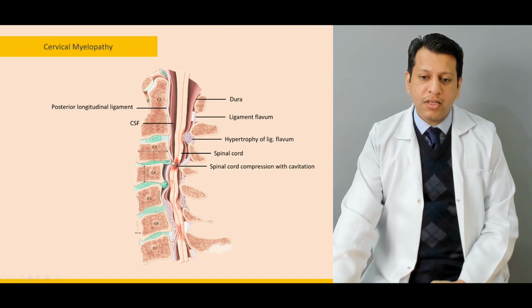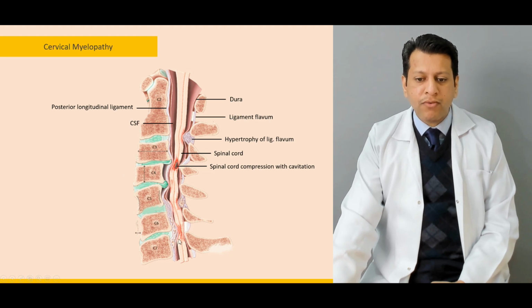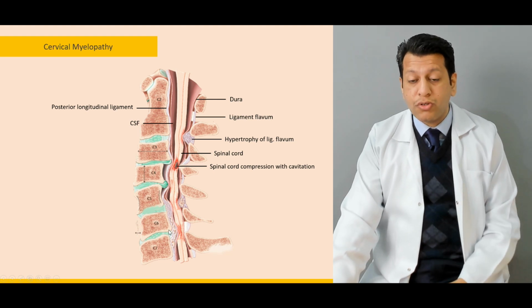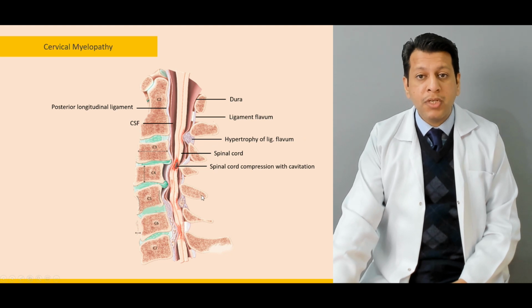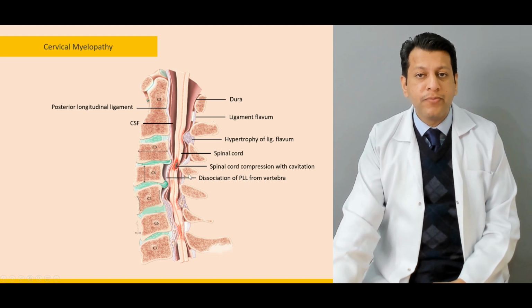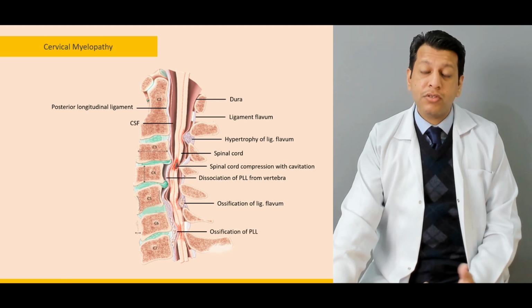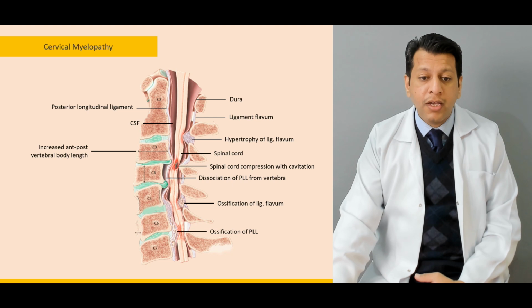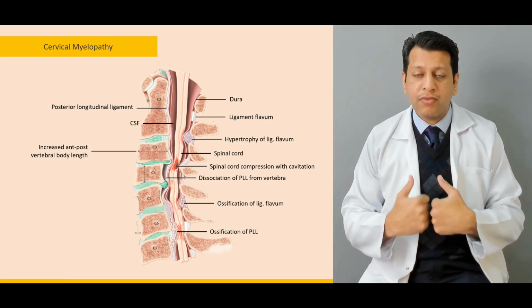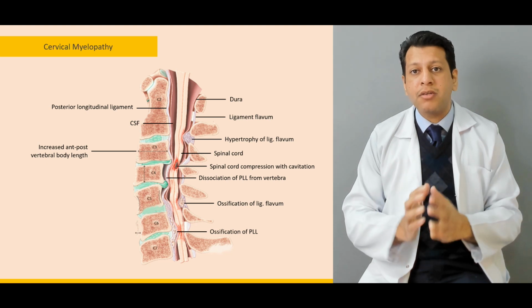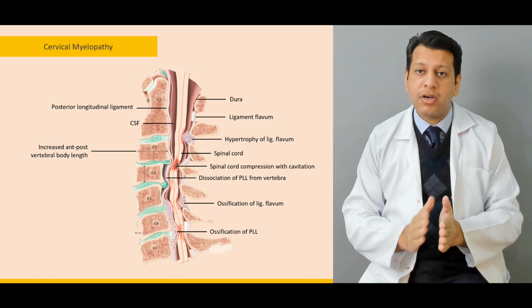Now if you look closely, there is definitely a problem with the disc bulge as well. There is some translation of C4 anteriorly as compared to C3. There may be hypertrophy, or for example thickening, of the posterior longitudinal ligament. There may be hypertrophy of ligamentum flavum, or this may be associated with the dissociation of the posterior longitudinal ligament from the vertebra and compressing over the spinal cord. There may be ossification or calcification of ligamentum flavum. There may be ossification or hypertrophy of the posterior longitudinal ligament, or there may be an increase in anterior posterior vertebral body length. For example, due to any traumatic cause, one vertebra is translated as compared to the other. This will actually result in a tenting of the spinal cord and may lead to compression.